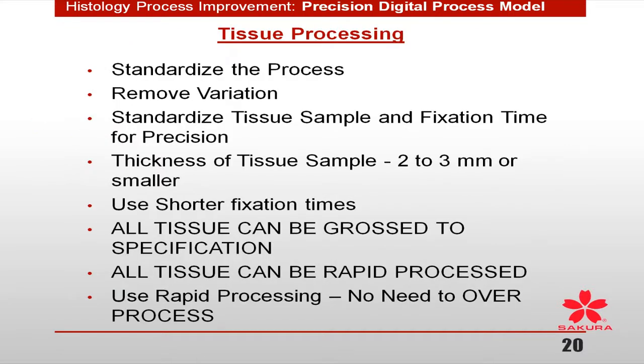So tissue processing, standardize the process. You want to remove your variation. You want to standardize your tissue samples and your fixation time. Thickness of your samples is very important. You can always be smaller, but you don't want to go larger. You want to use shorter fixation times. All tissues can be grossed to specification, and all tissues can be rapid processed. Use your rapid processing. No need to over-process.